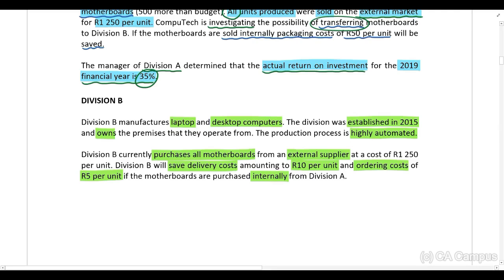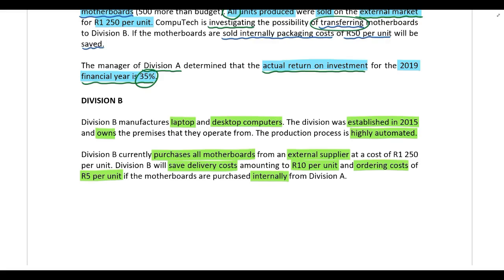Now this part of the required is out of 10 marks. And by performing the simple return on investment calculation for Division B and discussing the fact that Division A has a higher return on investment and therefore they've performed better than Division B, that's obviously not going to score you 10 marks. There's something else missing here. So what do you need to discuss further? You need to consider the disadvantages or the limitations of using return on investment as a performance measure.